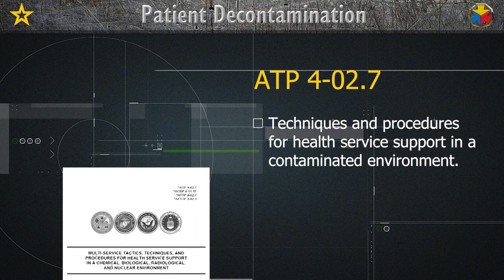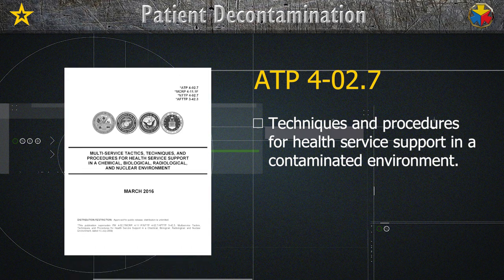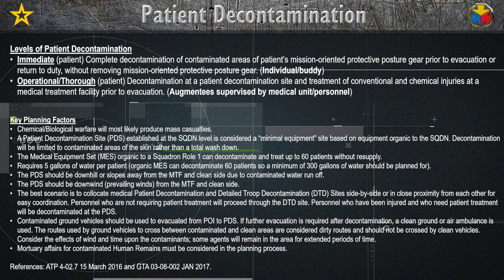ATP 4-02.7 outlines techniques and procedures for health service support in a contaminated environment. Here are some key planning factors for patient decontamination operations. A patient decontamination site, or PDS, established at the battalion level is considered a minimal equipment site. Decontamination should be limited to the contaminated areas of skin rather than a total washdown.